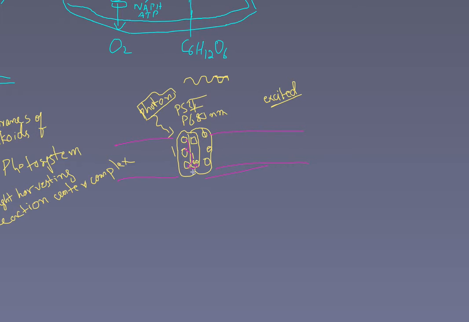As it reaches this pair of chlorophyll molecules, it excites the electron of this chlorophyll molecule, and the electron jumps to this molecule, this square-shaped thing. The electron is accepted by this molecule, which is called the primary electron acceptor.